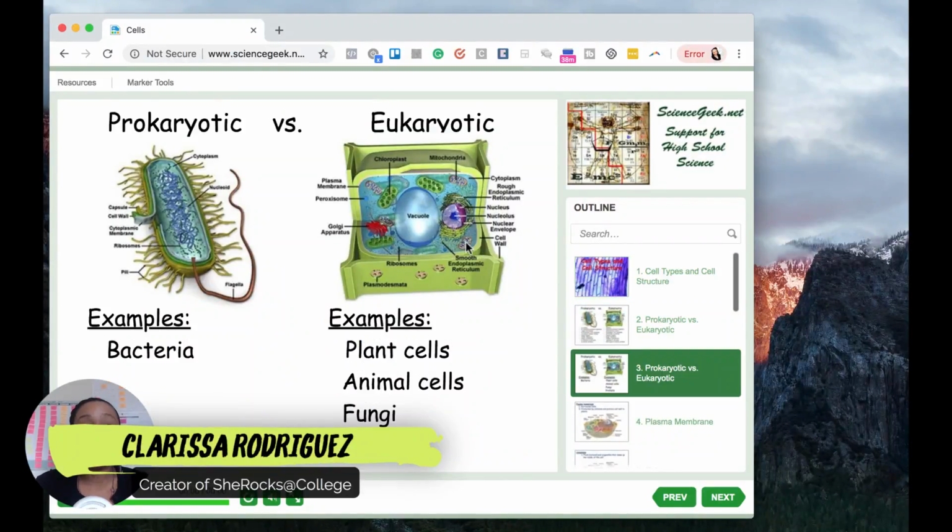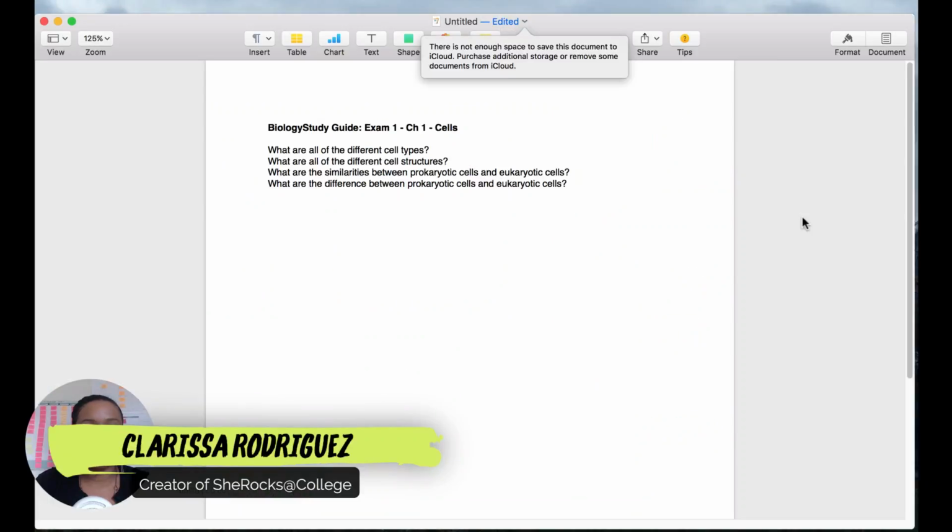So I'm going to move on to the next title, and as I'm looking at it, it's exactly the same as the one before. But what I can see here is that they're giving me some examples of the different types of prokaryotic cells and eukaryotic cells. So again, this is where I'm saying that I might look at the subtitles to see is there any information that I can draw from this that will help me to create a study guide. And yes, there is. Here we have some examples. So I'm going to go back over to my study guide and I'm going to put, what are some examples of prokaryotic and eukaryotic cells.